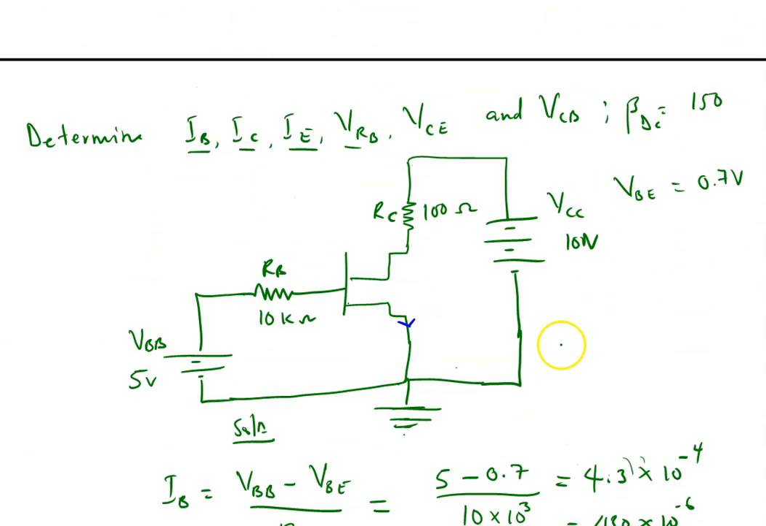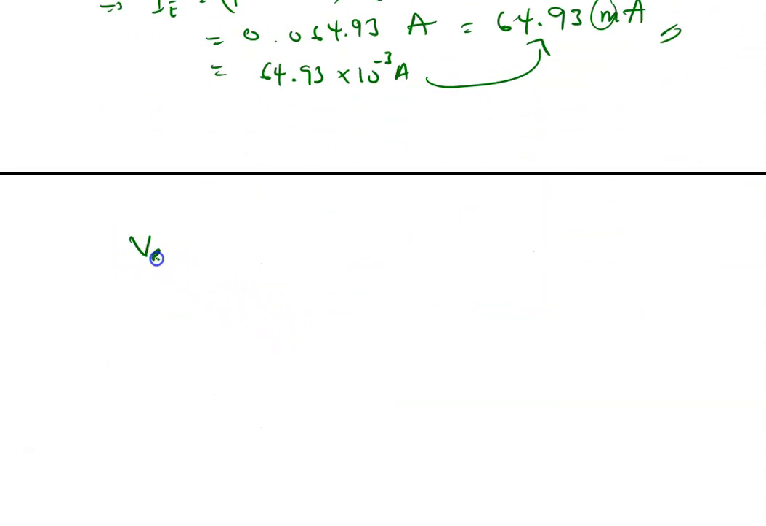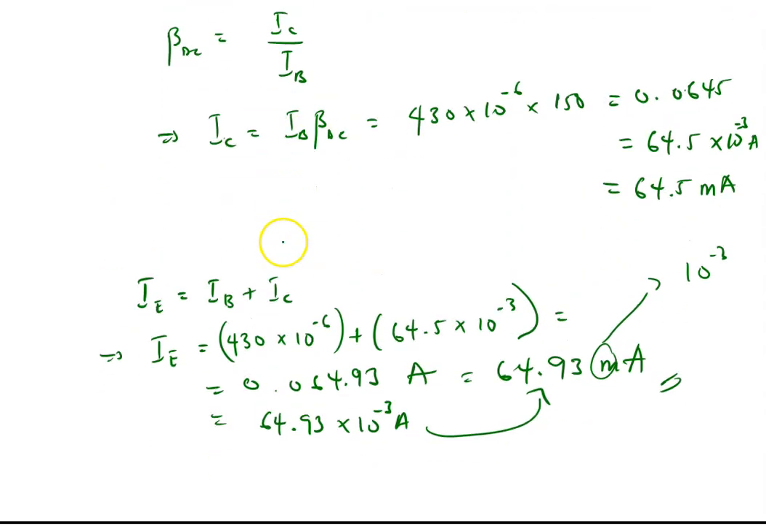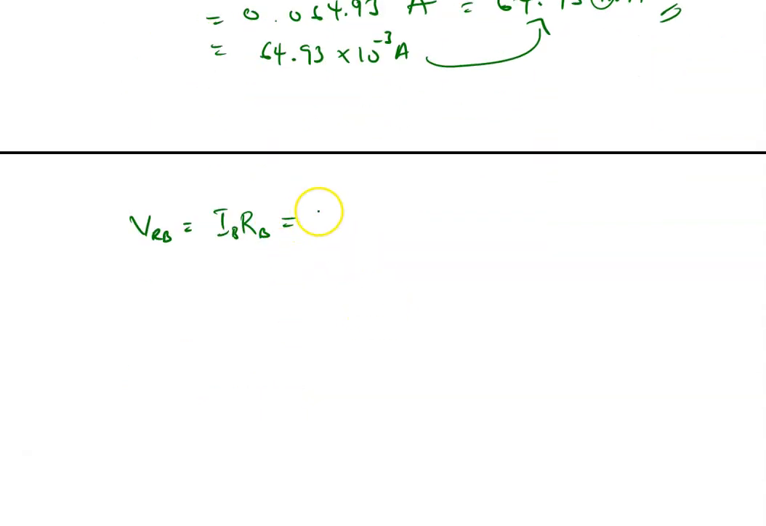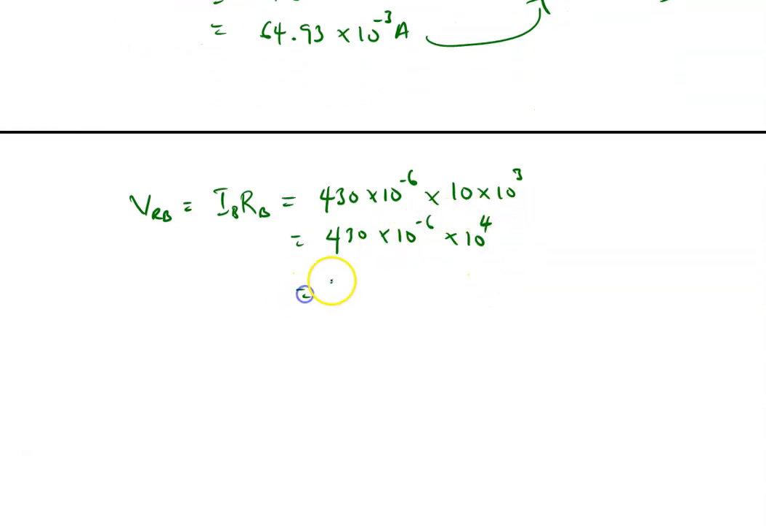Now we've been able to find IB, IC, IE. What about the VRB, the voltage drop here? From Ohm's law, VRB is equal to IB multiplied by RB. We know that IB is 430 times 10 exponent minus 6, and RB is given as 10K, so times 10 times 10 exponent 3. At the end you get 430 times 10 exponent minus 6 times 10 exponent 4, and this will cancel out. It is left with 430 times 10 exponent minus 2.